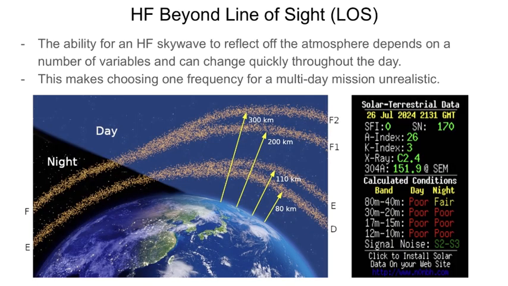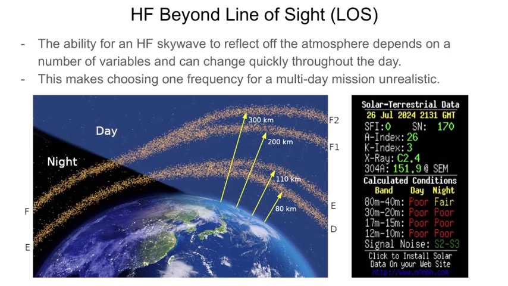Now, the ability for an HF wave to reflect off the atmosphere depends on a lot of variables, and these variables can change quickly throughout the day. This makes choosing one frequency to talk on for a multi-day mission unrealistic.